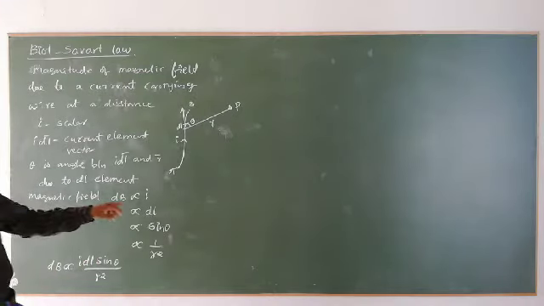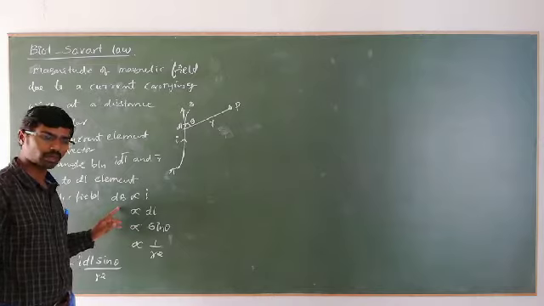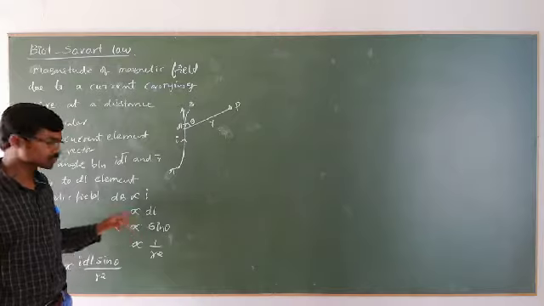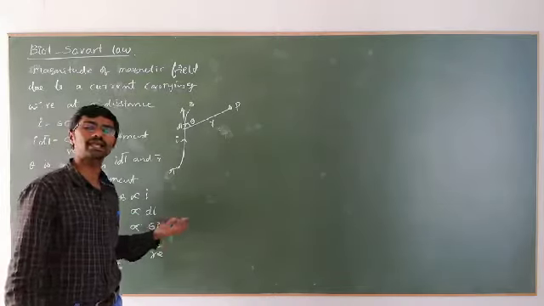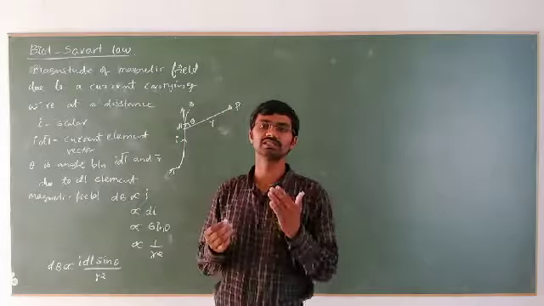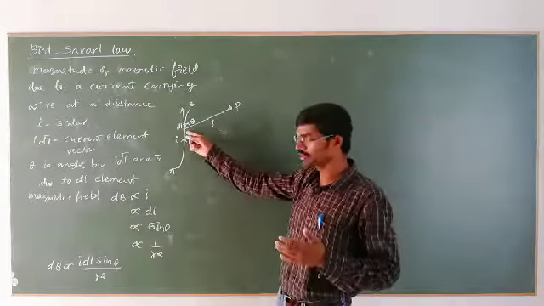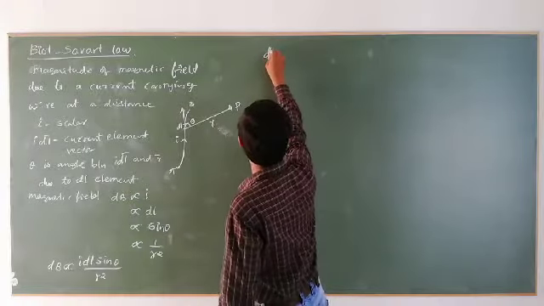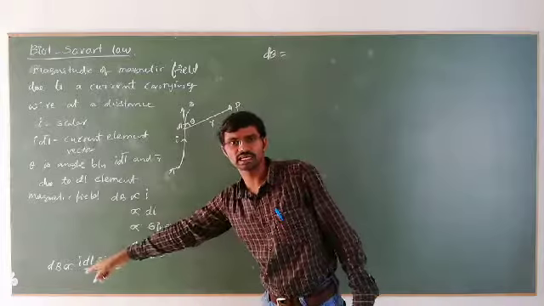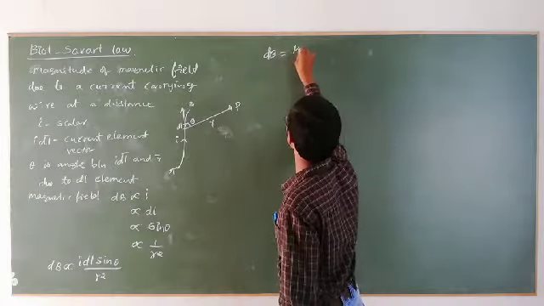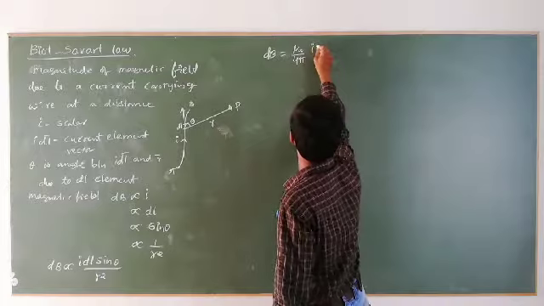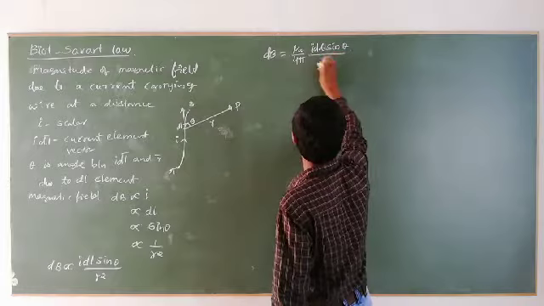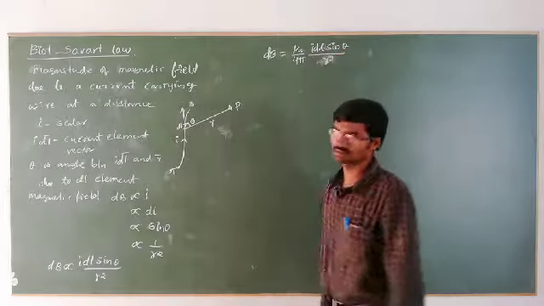That means the magnitude of the magnetic field depends upon what factors? The current flowing through the wire, the length of that element, and the angle. The magnetic field has an angle dependence, and it is inversely proportional to the square of the distance from the line element to the point where we need to find the magnetic field. Therefore, by removing the proportionality and introducing a constant, dB is equal to mu naught by 4 pi times I dl sin theta by r square.